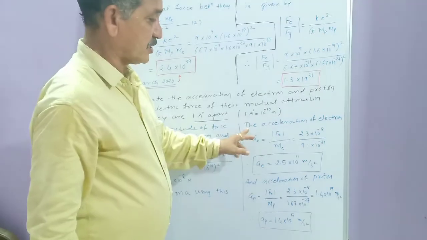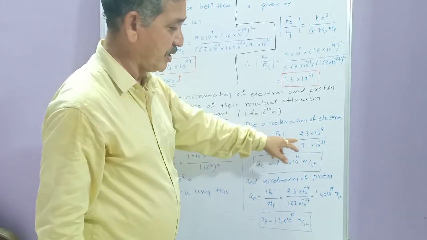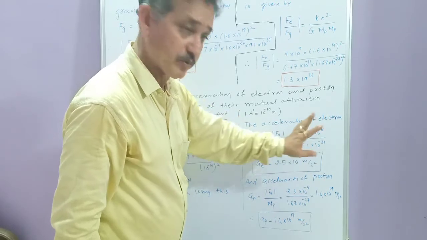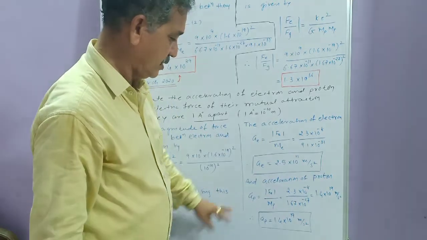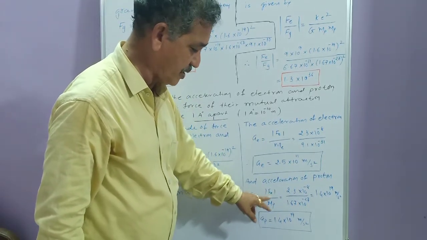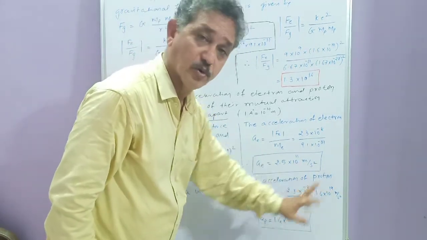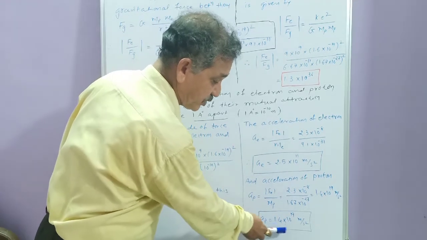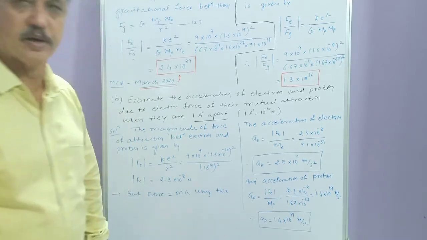So here, acceleration of electron is ae equal to magnitude of Fe upon me, equal to 2.3 into 10 raised to minus 8 upon 9.1 into 10 raised to minus 31, equal to 2.5 into 10 raised to 11. And acceleration of proton is ap equal to Fe upon mp. Substituting these values, the answer is 1.4 into 10 raised to 19. So for proton, acceleration is 1.4 into 10 raised to 19 meter per second square. Okay, finish.